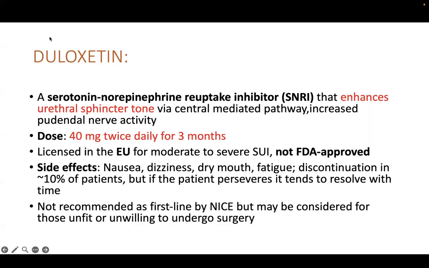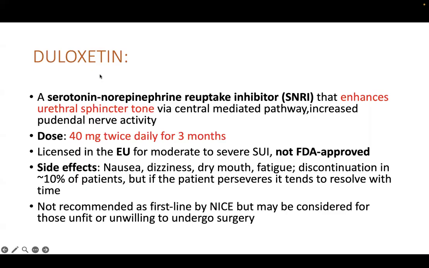Medication, according to NICE, is the third line treatment, that is duloxetine. What is duloxetine? The only medication for SUI. That is a serotonin norepinephrine reuptake inhibitor. It increases the urethral sphincter tone. We already discussed the pathophysiology of stress incontinence. What happened here? There is no problem in the detrusor muscle, only the sphincter becomes mobile or relaxed. So they increase the sphincter tone. This is how they act.